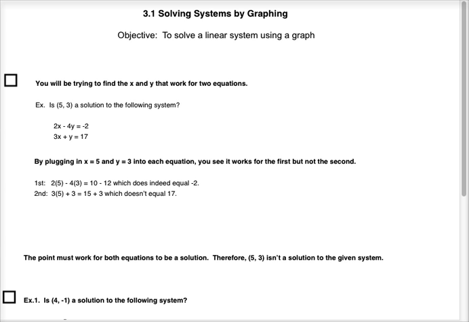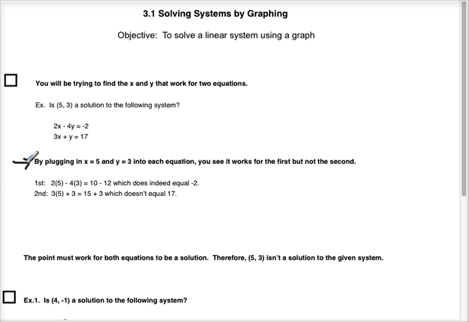Now, before we even dive into that, I'm going to do a little example of just, if I give you a point, can you test for me if it actually is a solution to a system or not? So if you look at that first example, is (5, 3) a solution to the following system? As you can see, by plugging in x equals 5 and y equals 3 into each equation, you will see it works for the first but not the second.